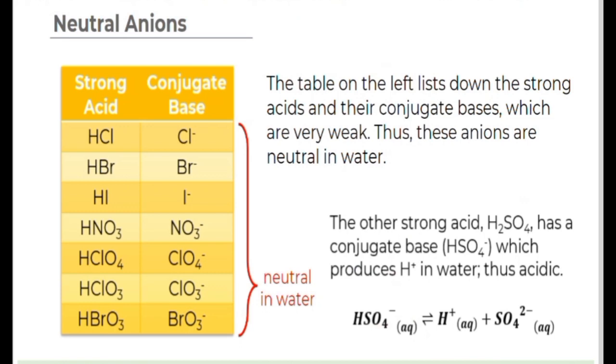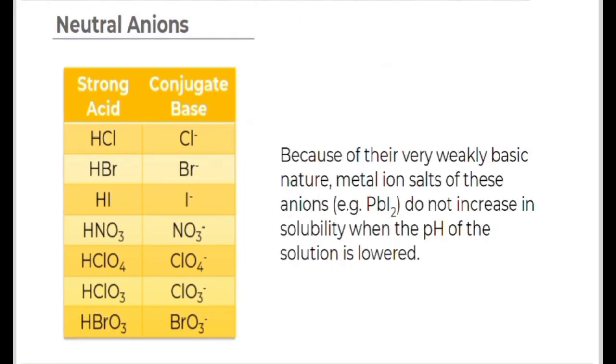The table on the left lists the strong acids and their conjugate bases, which are very weak. Thus, these anions are neutral in water. The other strong acid, sulfuric acid, has a conjugate base bisulfate which produces hydrogen ion in water, thus acidic. Because of their very weakly basic nature, metal ion salts of these anions, like lead iodide, do not increase in solubility when the pH of the solution is lowered.